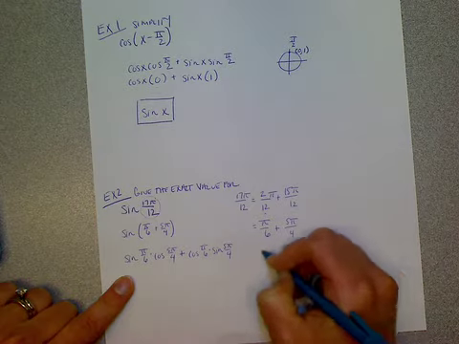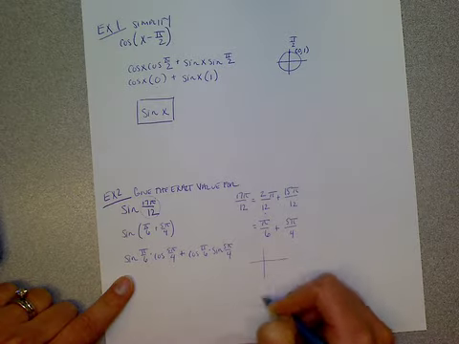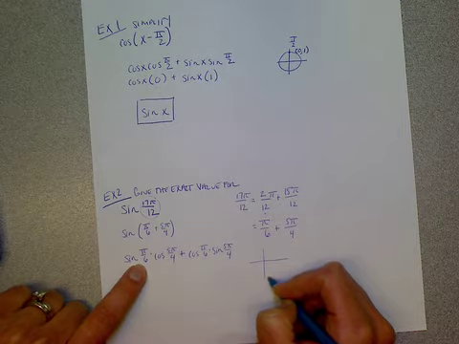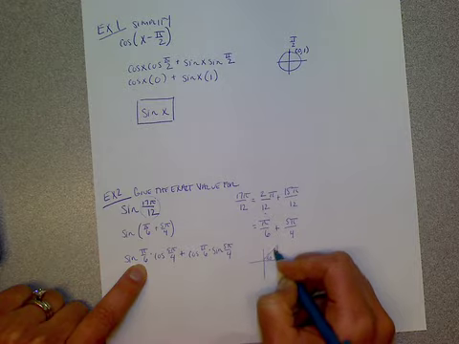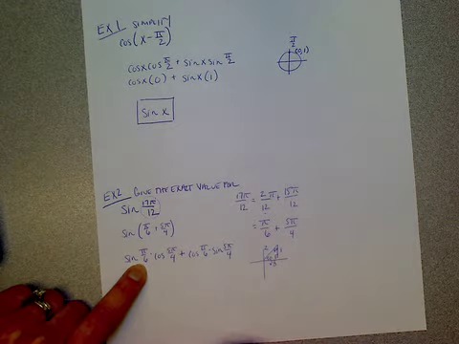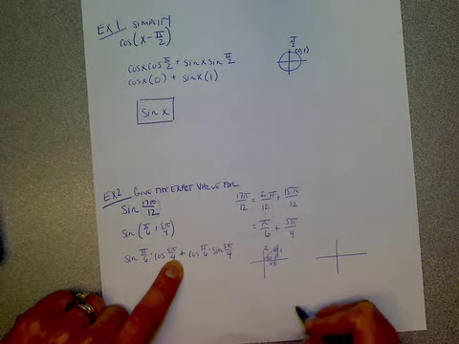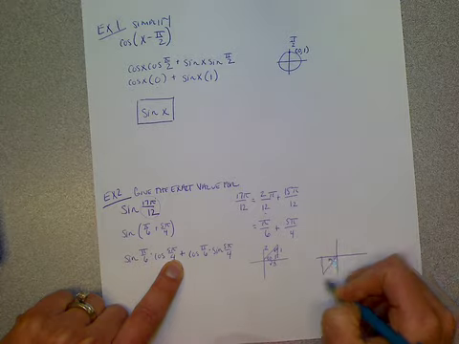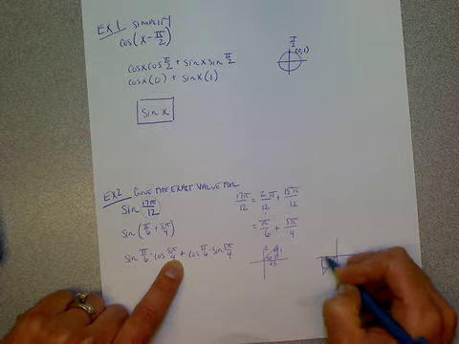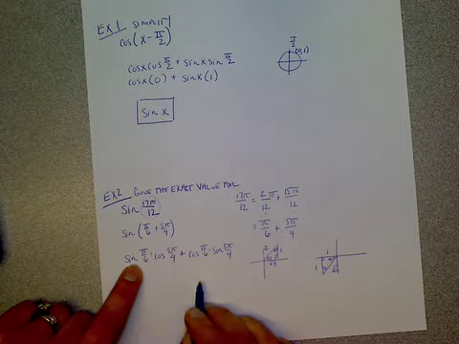Pi over 6, however you think through it, your reference angles, if you're in a unit circle, pi over 6 is a 30-degree angle, and you're in the first quadrant. So I'm looking at a 30, 60, 90. This is root 3, 1, 2. And 5 pi over 4 is a 45-degree angle, and that's going to be in the third quadrant. So I have my 45, 45, 90, 1, 1, root 2. So then I can go back through and fill in my exact values.